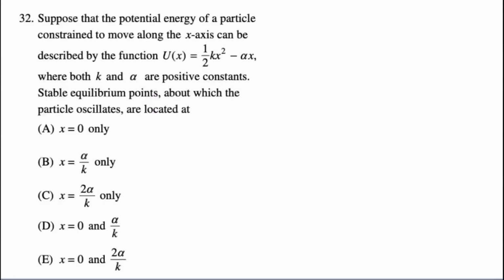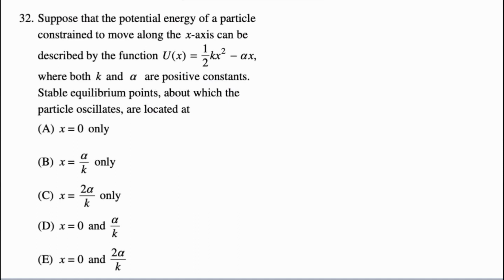32. Suppose that the potential energy of a particle constrained to move along the x-axis can be described by the function U of x equals 1/2 k x squared minus alpha x, where both k and alpha are positive constants. Stable equilibrium points about which the particle oscillates are located at, and then they give us x values. So this is admittedly a really hard question.